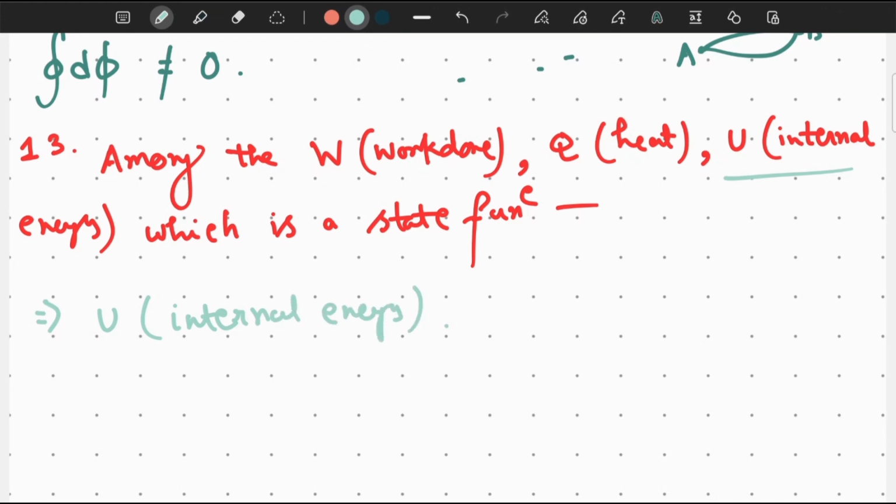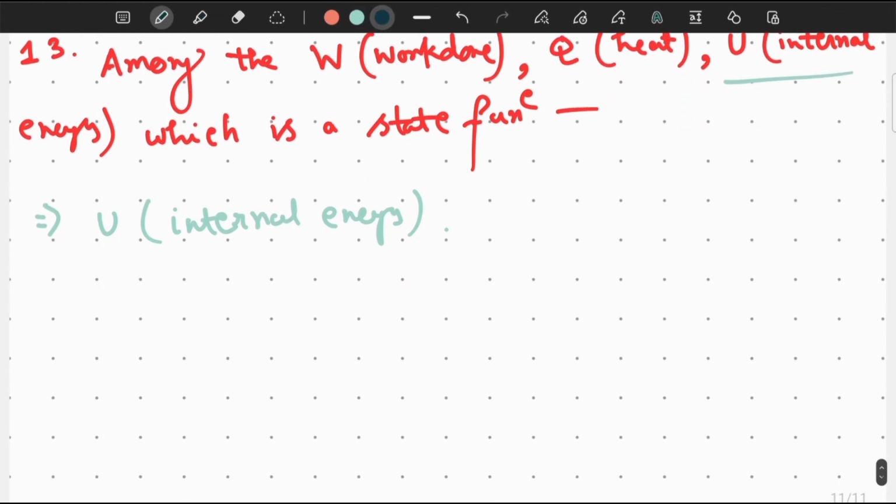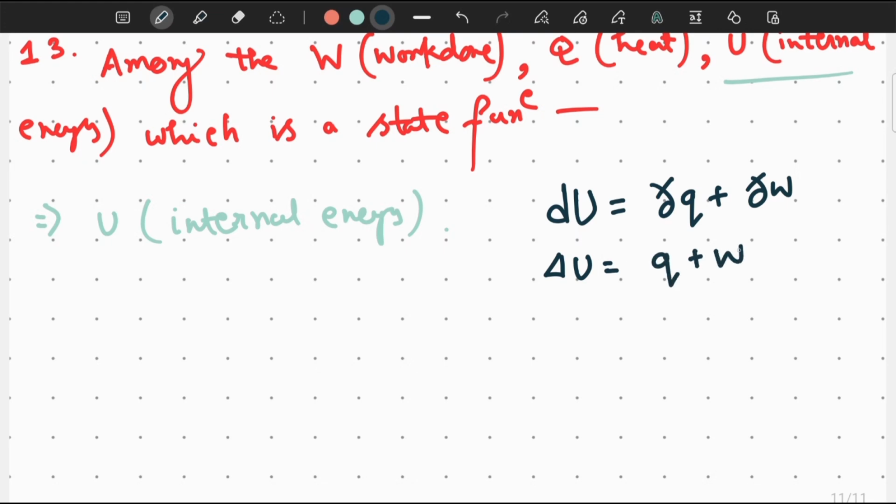Because dU is an exact differential, Q and W are not. That's why from the first law of thermodynamics, in case of a small change, this is written as dU is equal to đQ plus đW. The cross is given because this is not an exact differential, or on a large scale this is just Q plus W from the first law of thermodynamics. So it's clear that U is an exact differential.